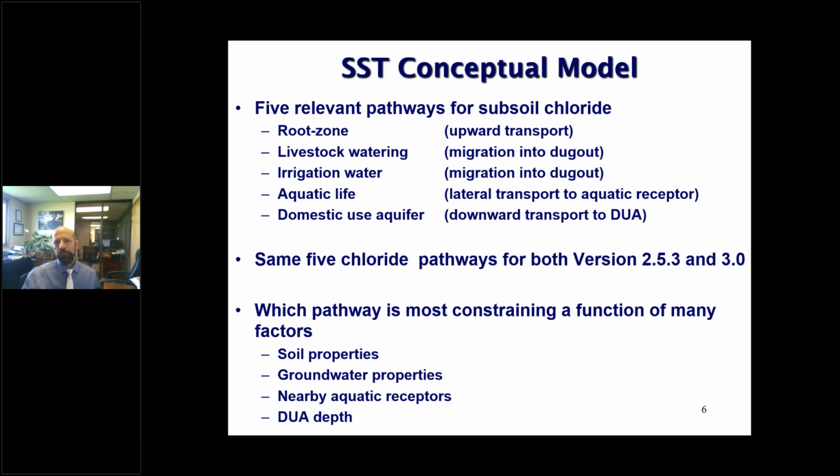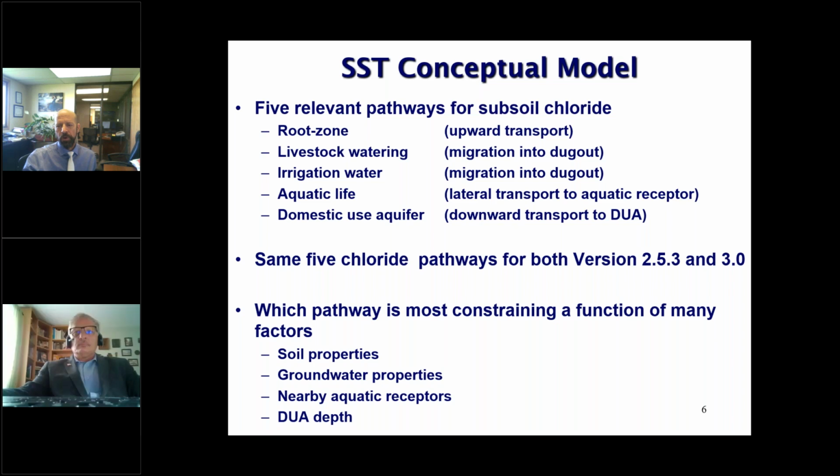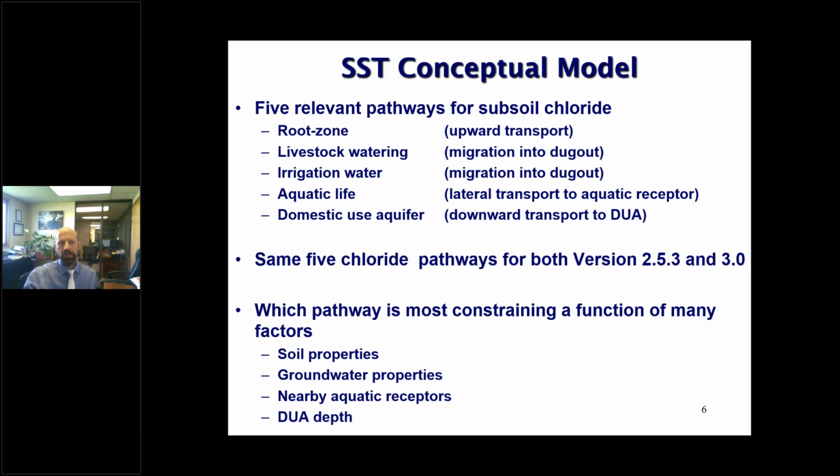So these 5 pathways for chloride, they're similar to the ones that are used for sodium, but they're a little bit different. So for chloride, there's the root zone pathway, which is essentially referring to upward transport into the root zone. The root zone today, so right after any sort of remediation happens, basically requires that the root zone is currently meeting Tier 1 guidelines, and then this pathway for the SST ensures that it meets Tier 1 guidelines in the future as well, from this potential upward transport of chloride into the root zone.